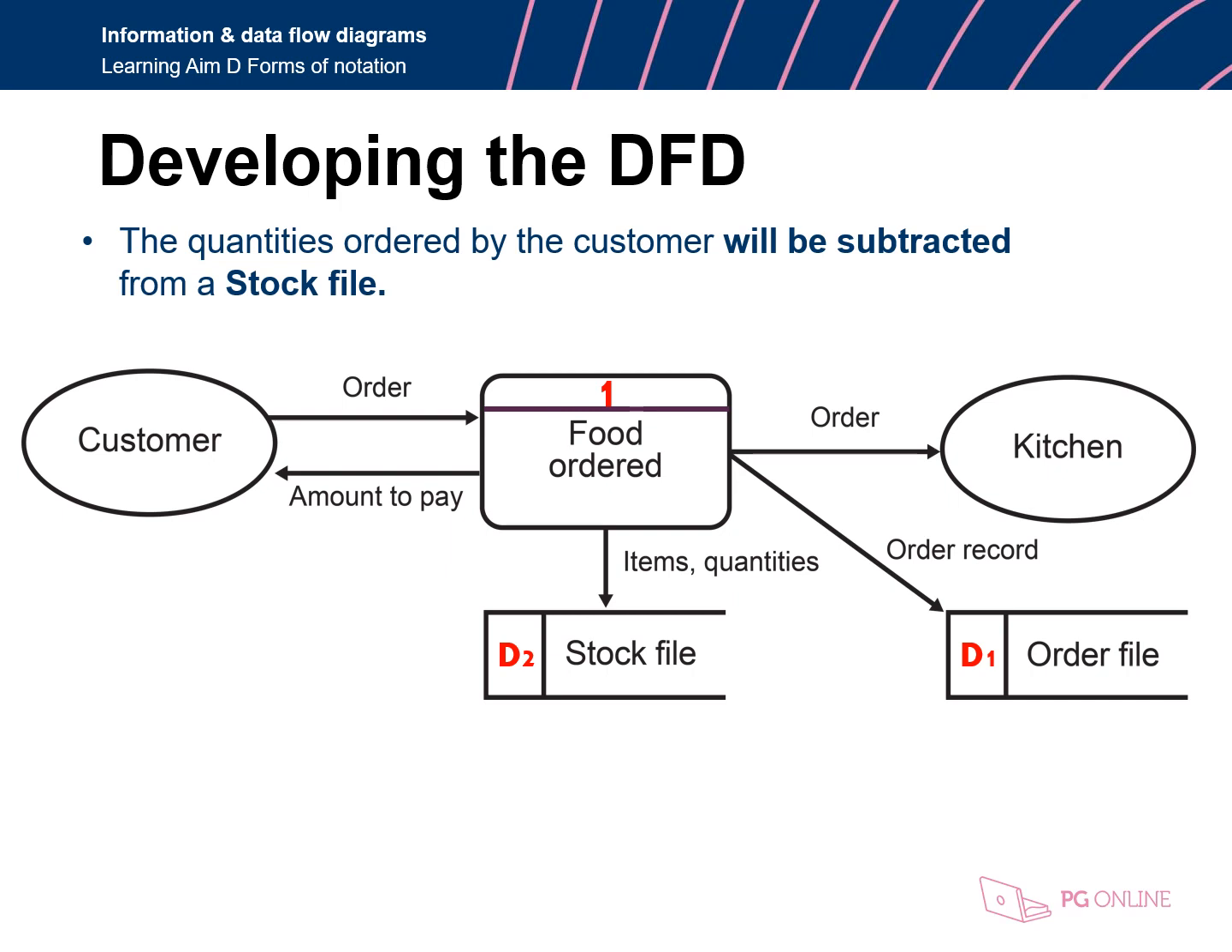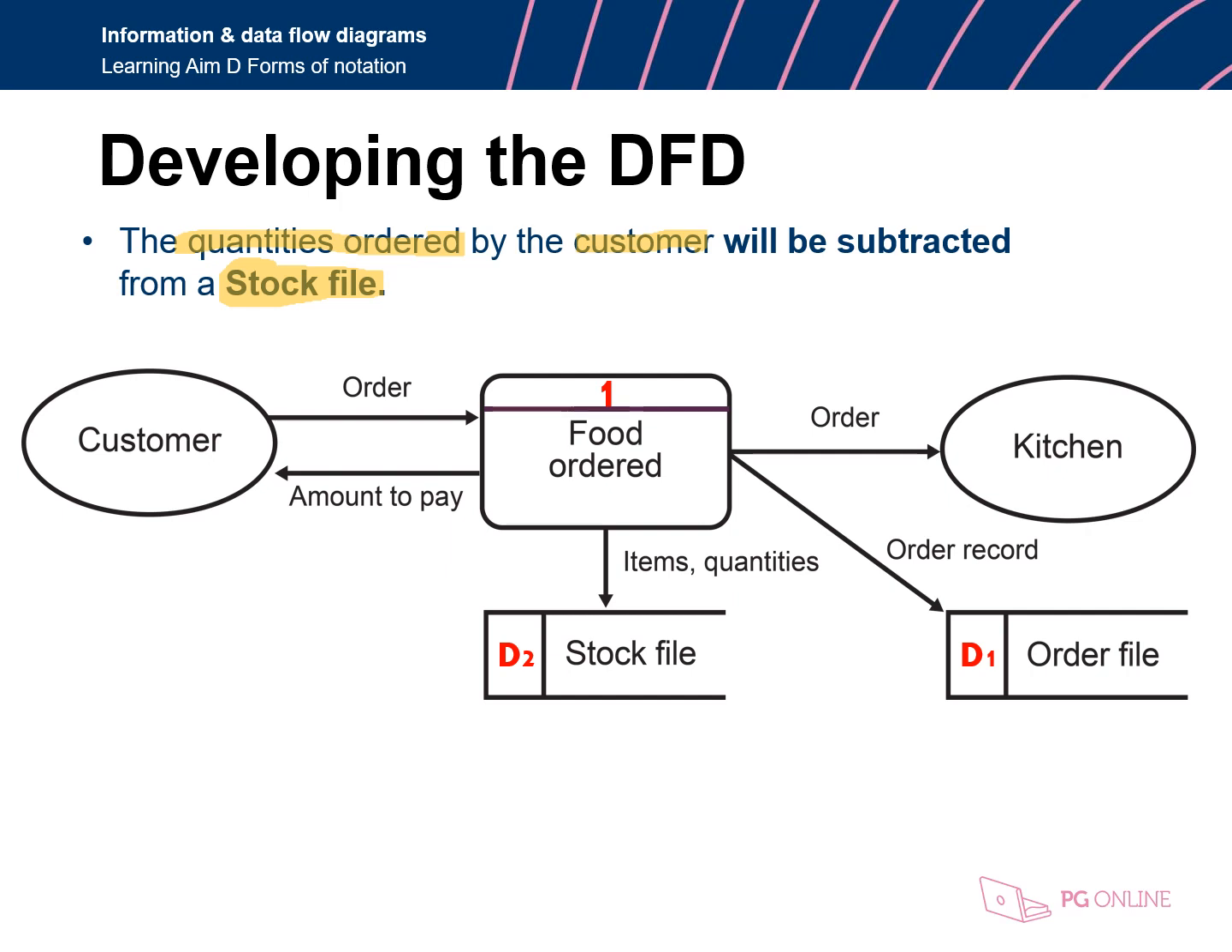In the second part, we have the quantities ordered. So we are being told what the data is: how many quantities have been ordered of the product by the customer will be subtracted from a stock file. So we now know, for example, if I was to order 2 chicken burgers, the 2 pieces of chicken would be deducted from the stock file.